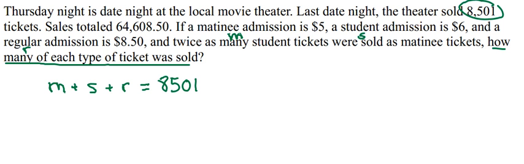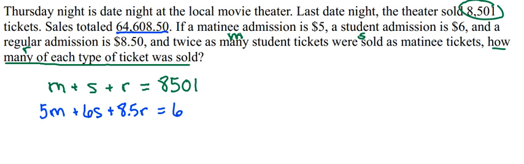Equation number 2. Let's use that 64,608.50. What is that? That is using the cost of tickets. So the number of matinee admissions should be multiplied by 5, because that'll give us money made by matinee tickets, plus $6 times the number of students, plus 8.5 times the number of regular admissions. And what's that equal to? $64,608.50.